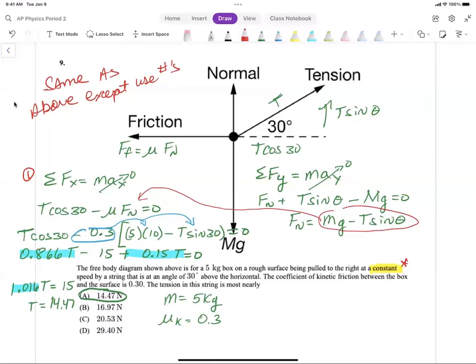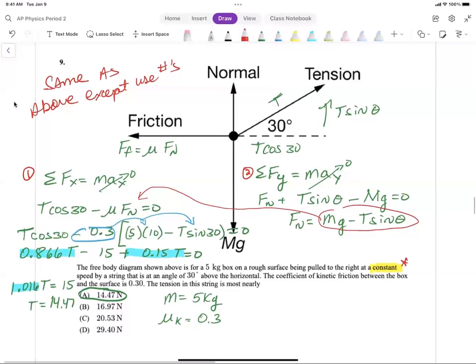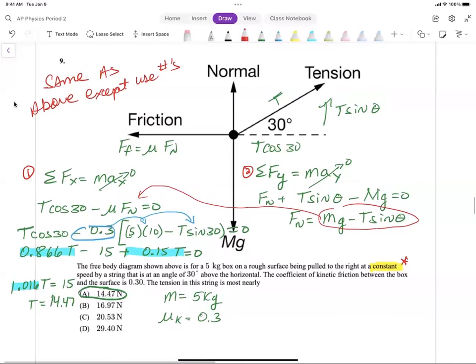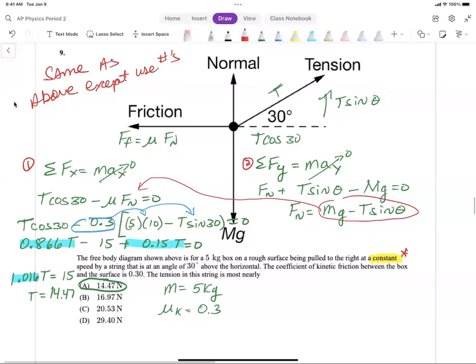So I go over here, step 2, and I sum the forces in the y direction, and I get an equation for force normal using Newton's second law. I have two positive forces in the y direction, force normal plus tension times sine theta, which is 30 degrees, minus mg, which is my only negative force in the y direction. All those added up equals 0. Rearrange algebraically, solve for force normal, and then plug that back into my original equation. And then I have to do some algebra.